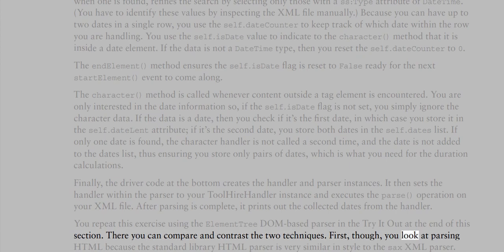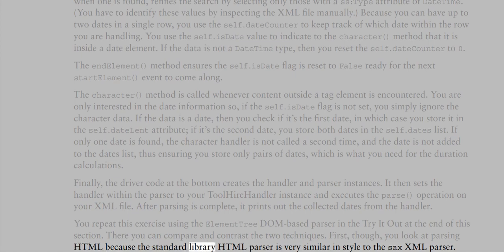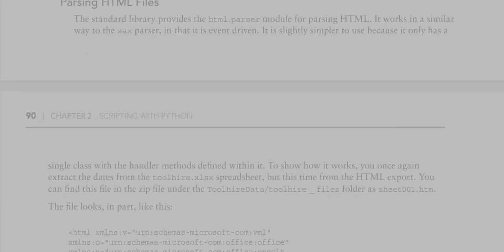First, though, you look at parsing HTML because the standard library HTML parser is very similar in style to the SAX XML parser. Parsing HTML files. The standard library provides the html.parser module for parsing HTML. It works in a similar way to the SAX parser, in that it is event-driven. It is slightly simpler to use because it only has a single class with the handler methods defined within it.